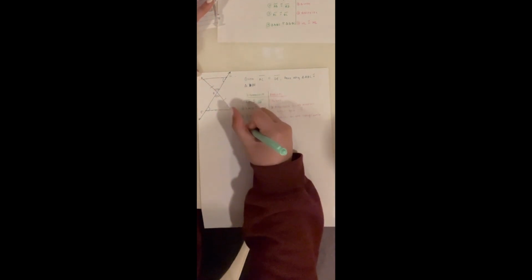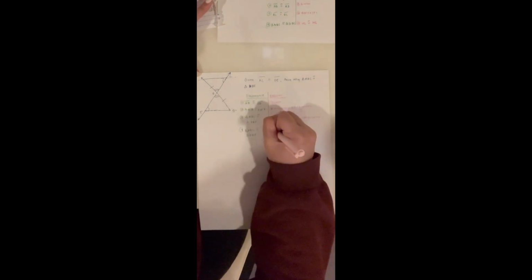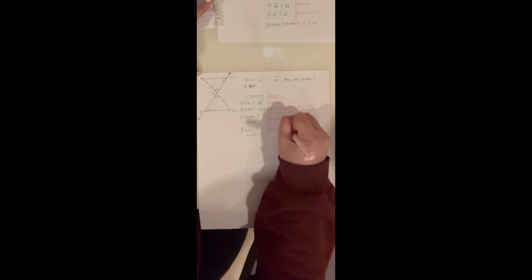So triangle ABC is congruent to triangle DBE because of angle-angle-side is congruent to angle-angle-side.